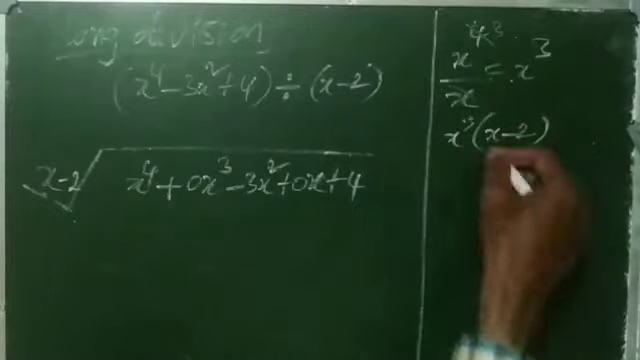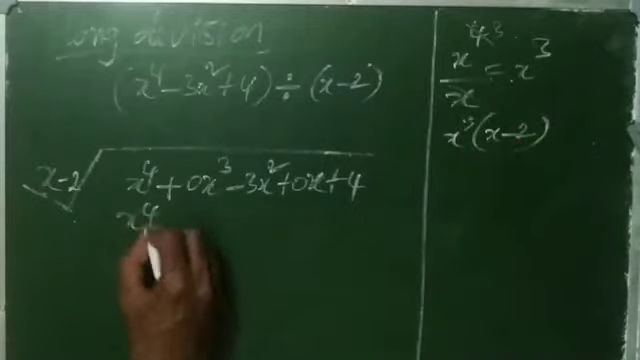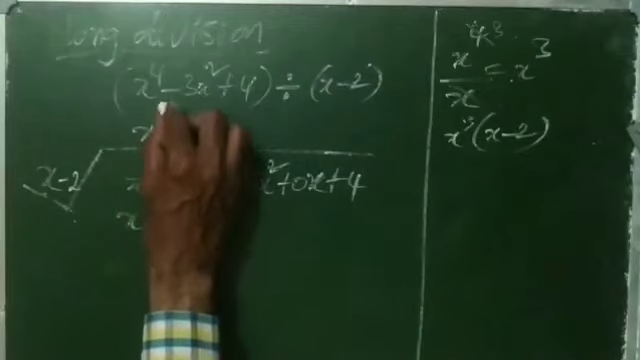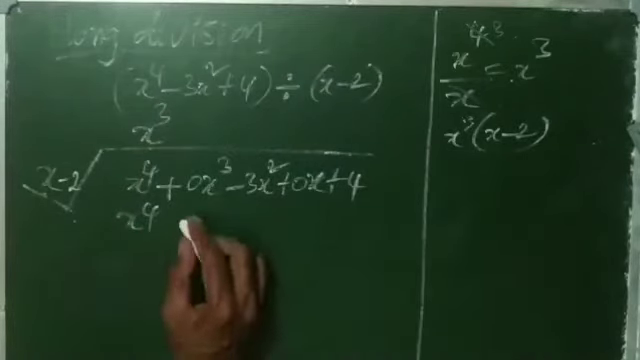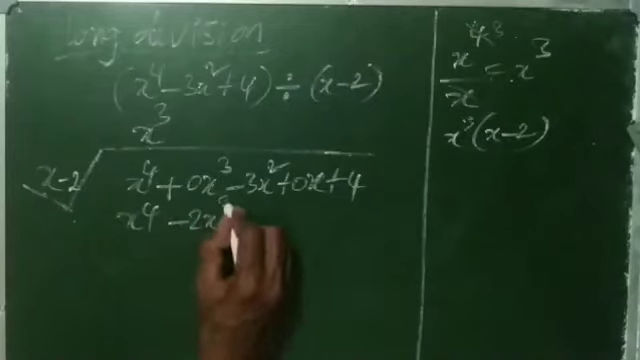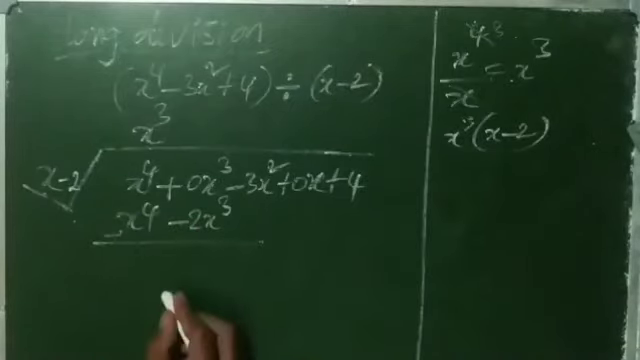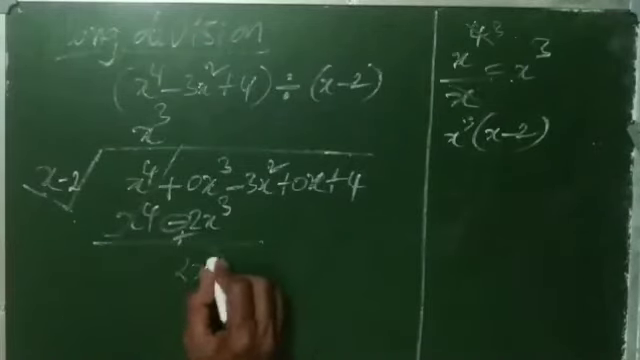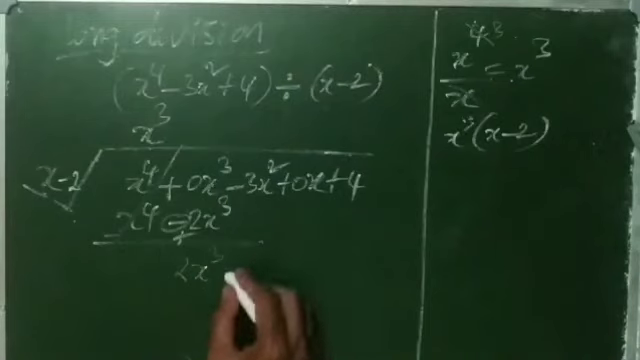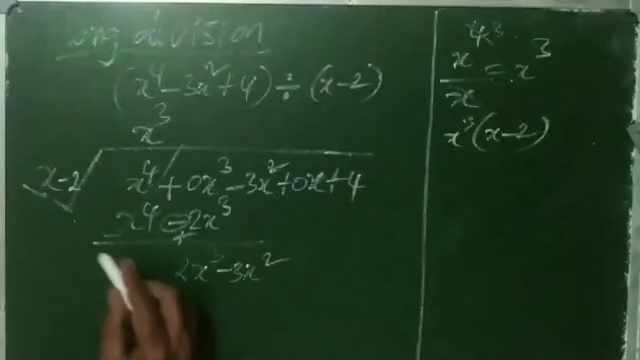Now multiply x cube into x minus 2. X cube into x, x power 4. X cube into minus 2, minus 2x cube. So the third step is subtraction, and the signs change. Now x power 4 gets cancelled. Plus 2x cube, bring down minus 3x square.